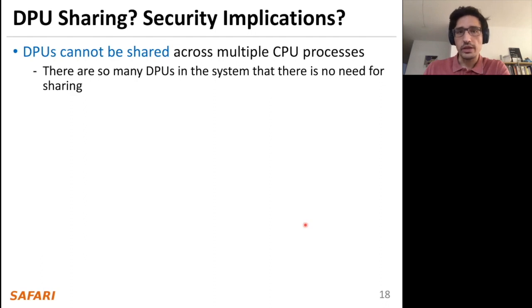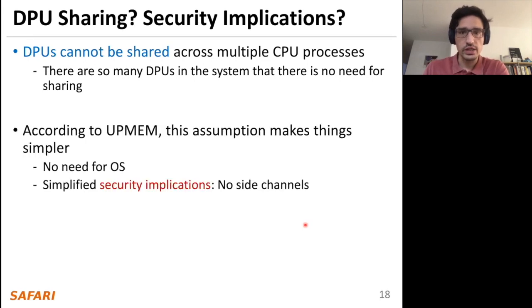Well, what UPMEM tell us is that the DPUs cannot be shared across the multiple CPU processes. So that's in principle not necessary, because you are going to have many DPUs in the system. You have seen more than 2,000 DPUs in the system. So it is possible to partition them in a way that we give enough resources to each of the processes. And this has some advantages. For example, there is no need for an OS, and there are not many security implications, because in principle you cannot have two processes running on the same processor. So they say, or in principle we can expect, that there are no side channels.